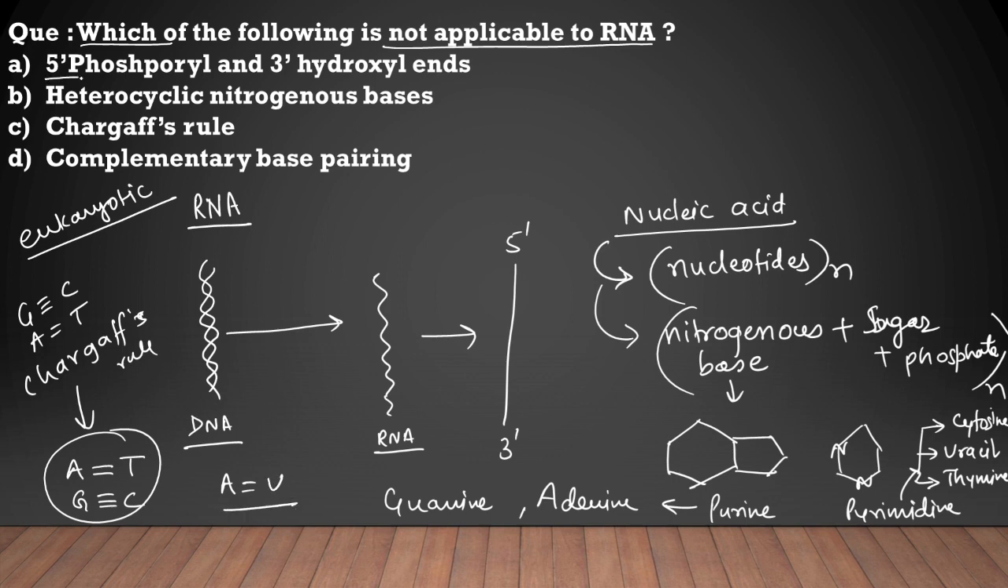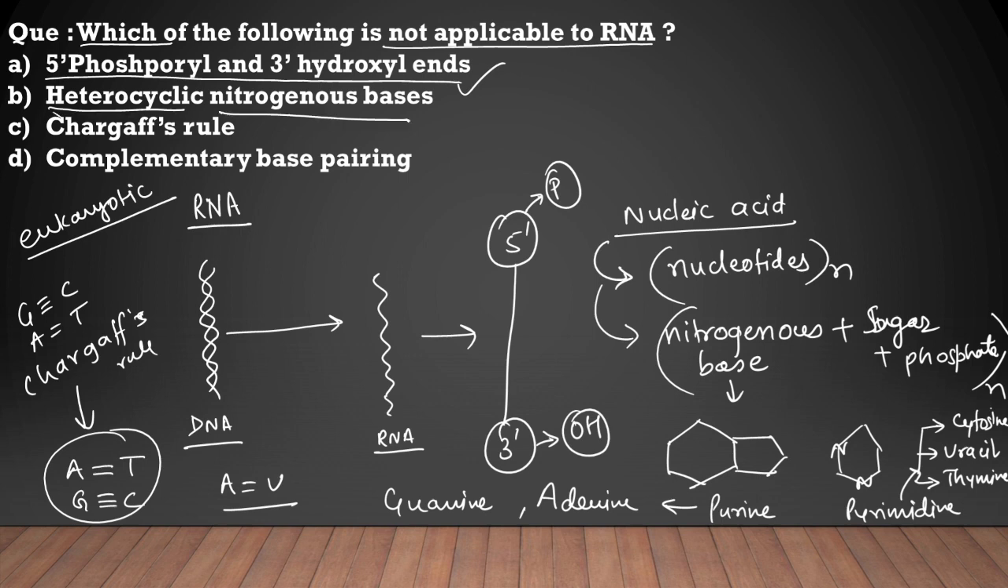First is 5 phosphoryl and 3 hydroxyl end. Of course, the 5 prime end refers to the phosphate group, whereas the 3 prime end refers to the hydroxyl group. So the first option is correct, so it is applicable to RNA. The second option is heterocyclic nitrogenous base. Yes, a nitrogenous base is present and it is also heterocyclic in nature, as we have seen. The third option is Chargaff rule. The Chargaff rule is not followed by RNA because Chargaff gave the rule for DNA.